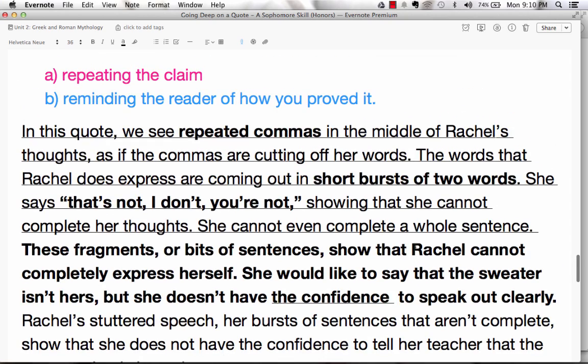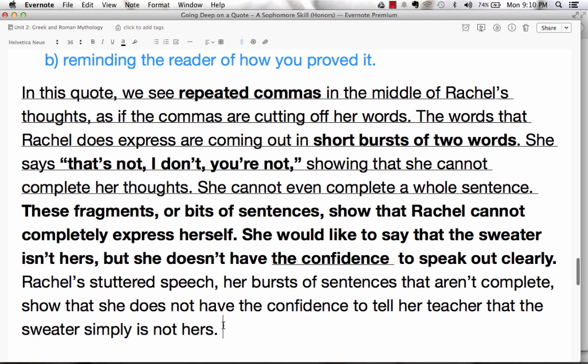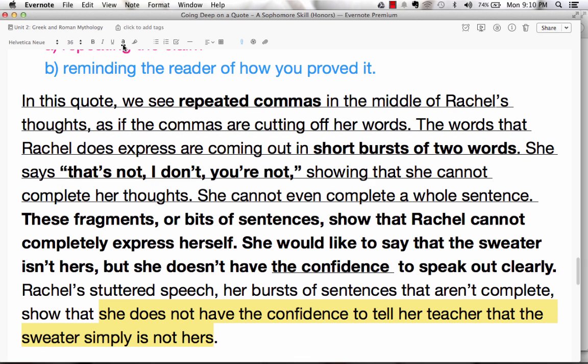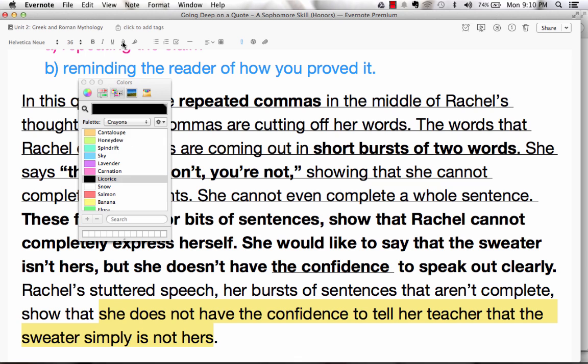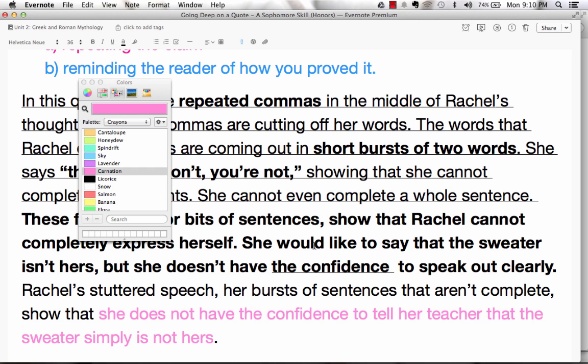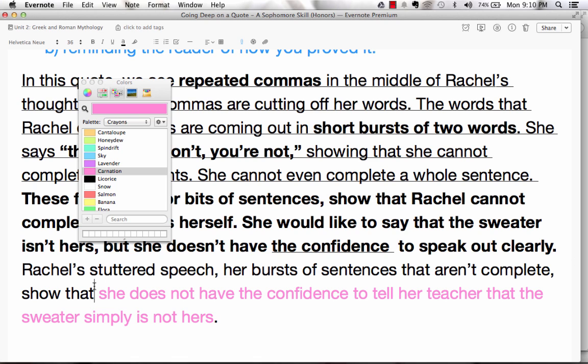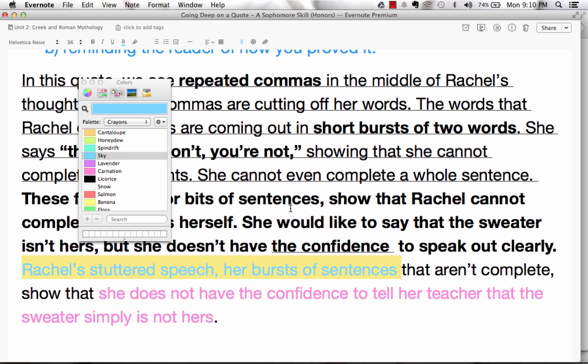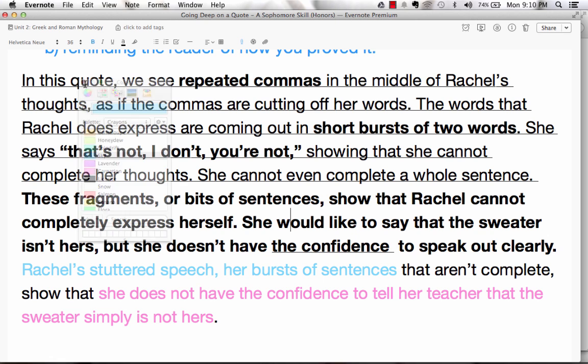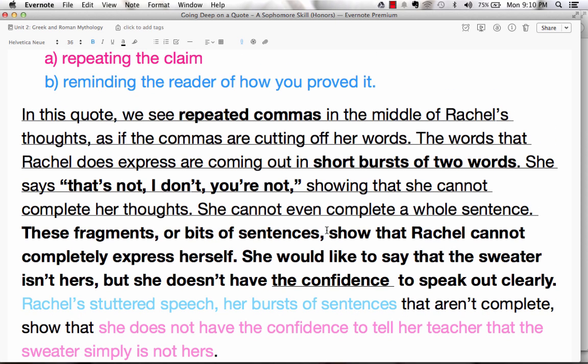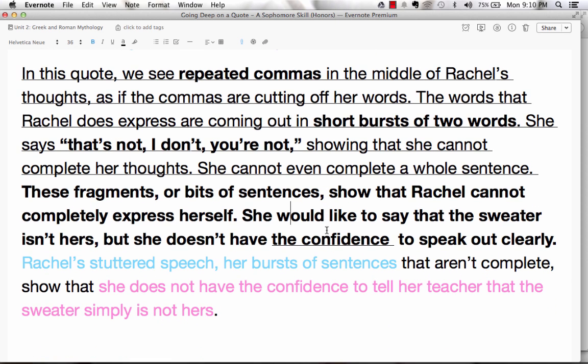Okay, so did I do those two things? Repeating the claim. This is almost it exactly. She does not have the confidence to tell the teacher that this sweater simply isn't hers. So if I can find that pink color again, let's say it's this one. Highlight it. How did I show it? Well, I showed it with the language. I showed it with her stuttered speech and her bursts of sentences. So that's how I proved it, and I'm reminding the reader that's how I proved it. And that's it. Yay, I'm done!